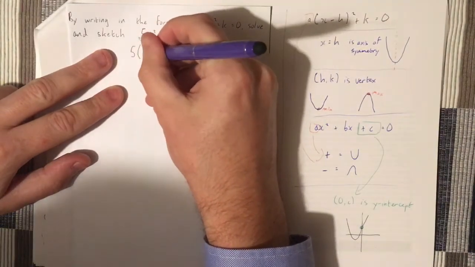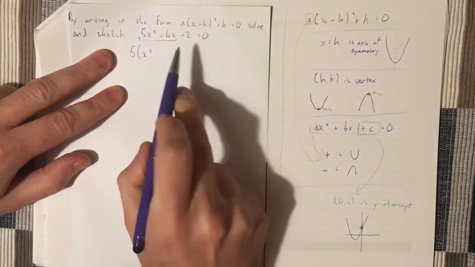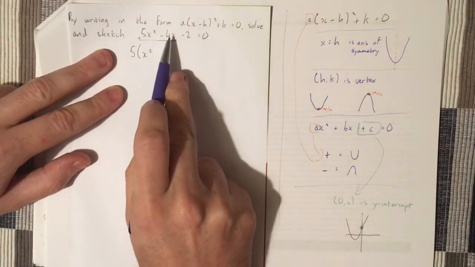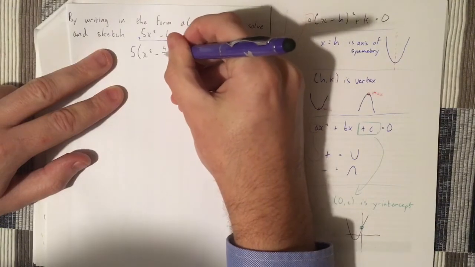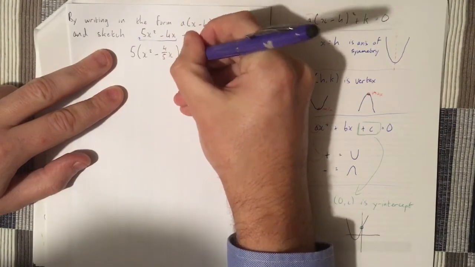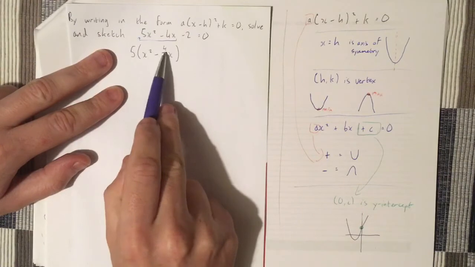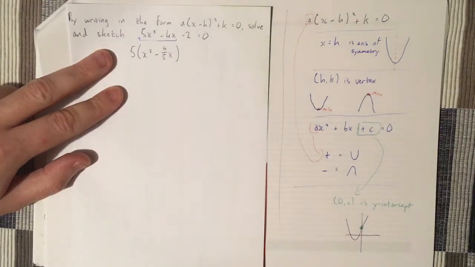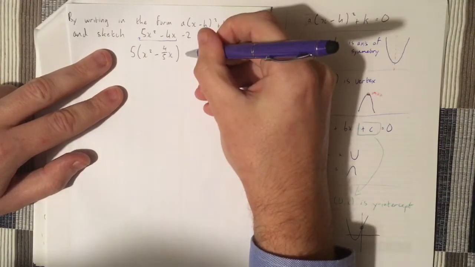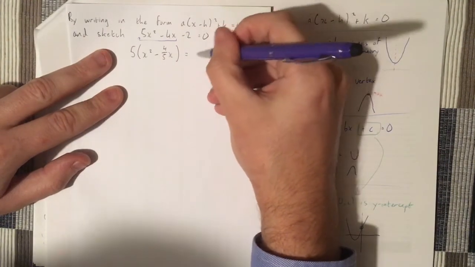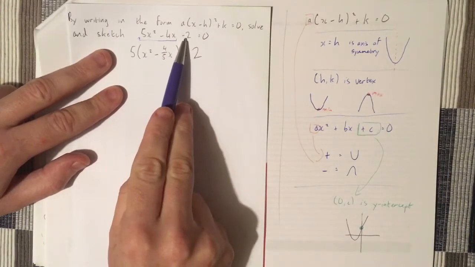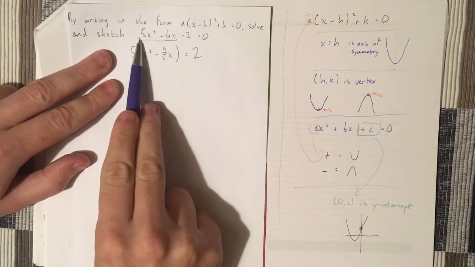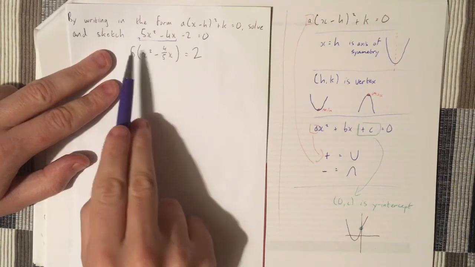So 5 brackets x squared, this is just going to be minus 4 over 5x. 5 doesn't go into 4 evenly, so it's just 4 over 5 when you factorize the 5 out. You can move the 2 over as well, so equals minus 2 becomes plus 2. And again, I don't need to factorize it out of the 2 as well. I'm just factorizing it out of these 2, that's fine.